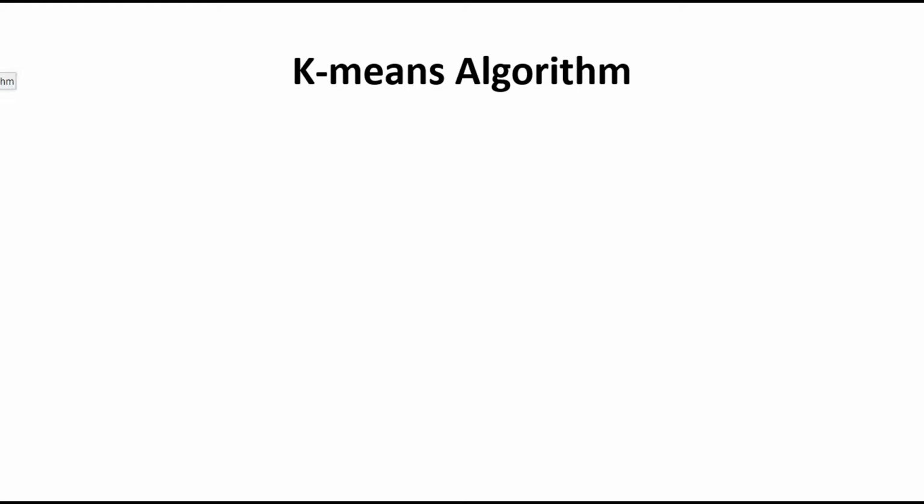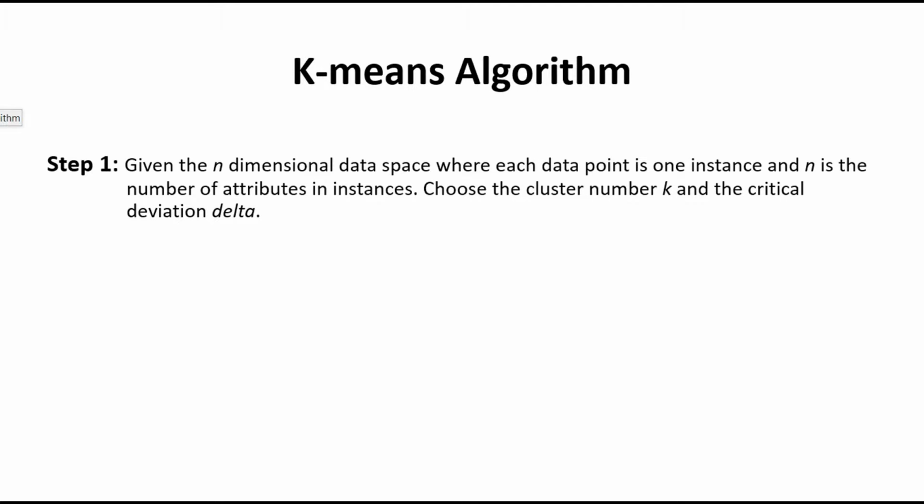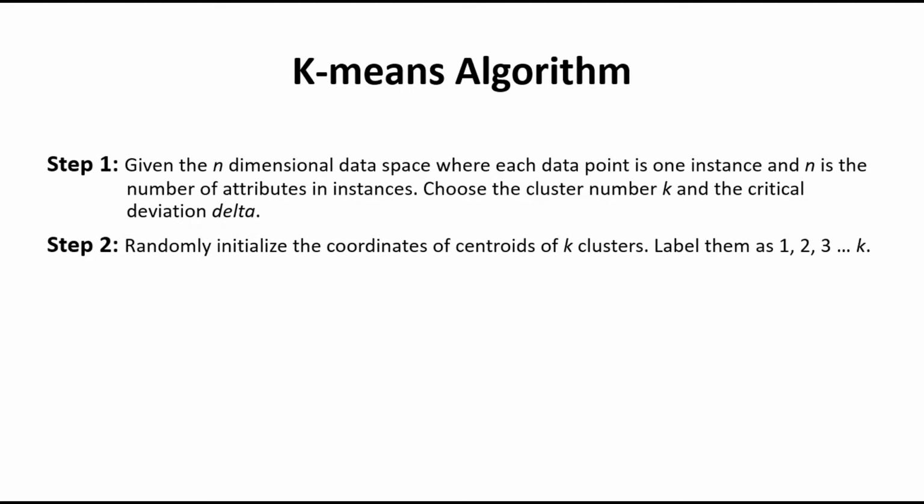Step 1. Given a set of data points, where each point is one instance. Each instance has n attributes. Choose the number of clusters to be k, and the parameter delta, as the critical deviation. Step 2. Randomly initialize the centroids of the k clusters. Label them accordingly.